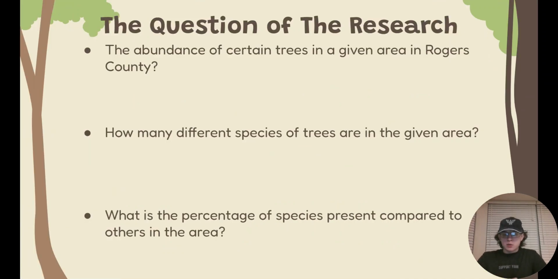So the question of this research, the question of the survey, is calculating the abundance of certain trees in a given area in Rogers County. As of right now, I've decided that this given area is going to be the Rogers State University research property, and I'll get more into that in a bit. That'll be the area that I'm choosing as a good, useful, and realistic area for representation of this. So, the abundance of certain trees.